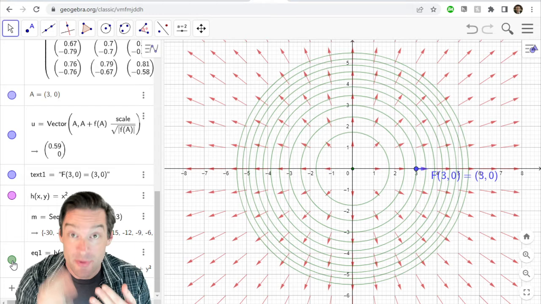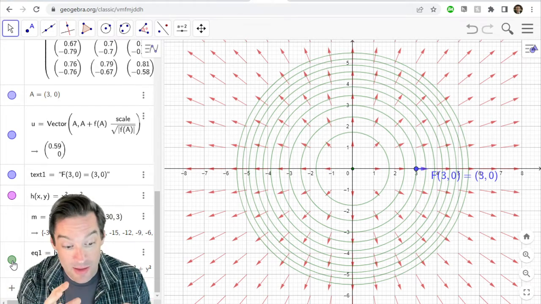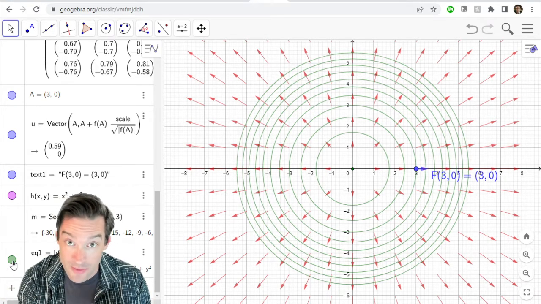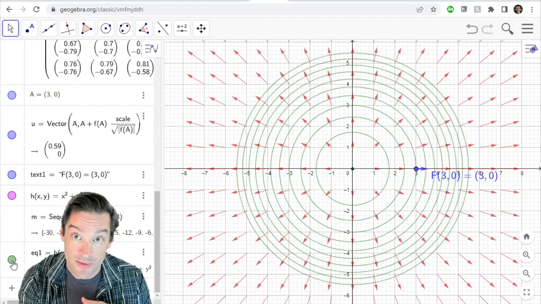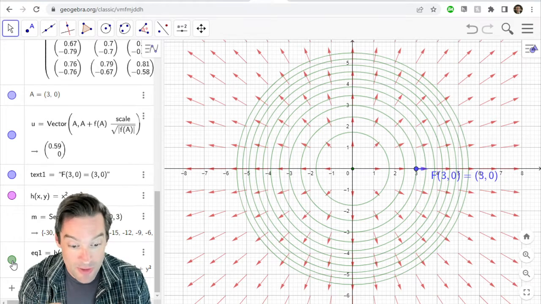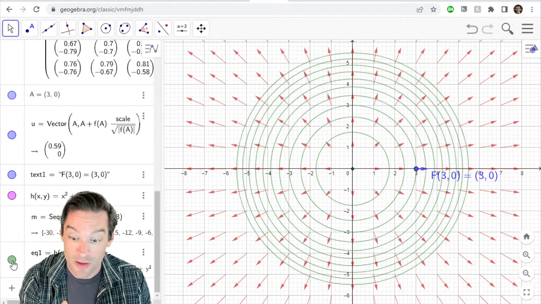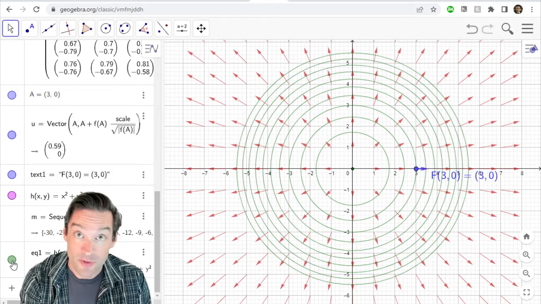This is a relationship that we've already seen back in chapter 10 when we first met the gradient of a function. And so we can use this relationship between gradient and contours as a way to help us get a different perspective on where gradient vector fields can come from.